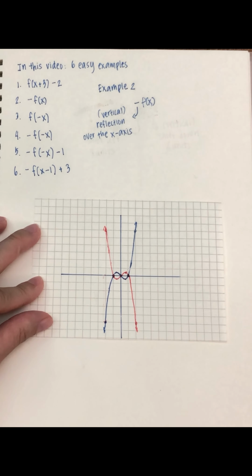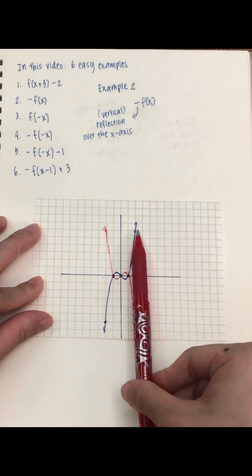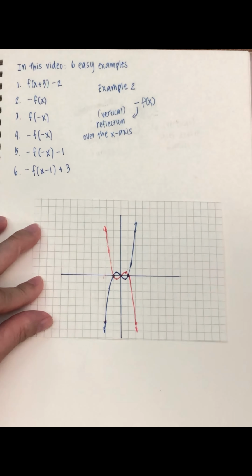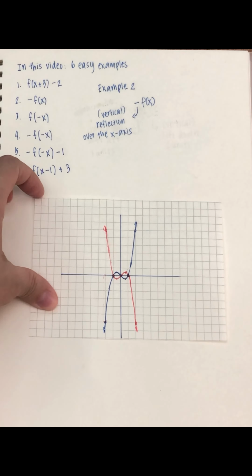There. When you reflect over the x-axis, we only change each point's vertical location. Their horizontal location stays the same. Okay. So that's example 2.